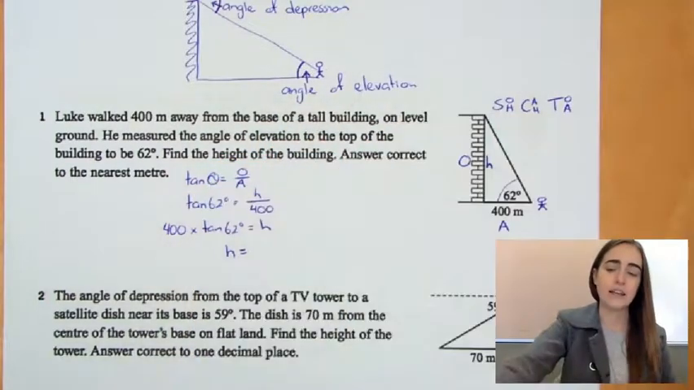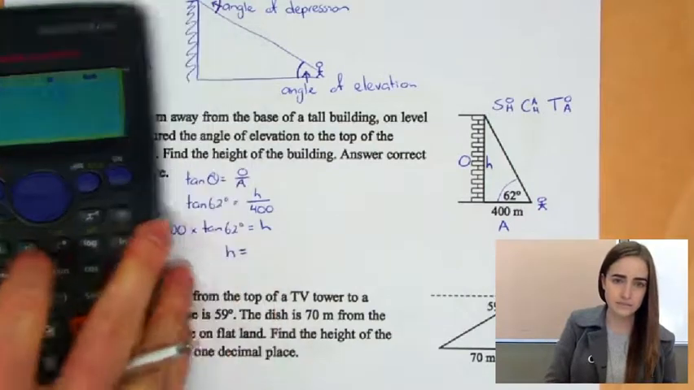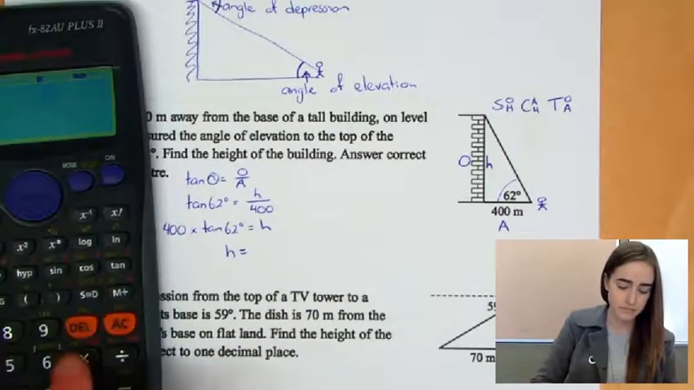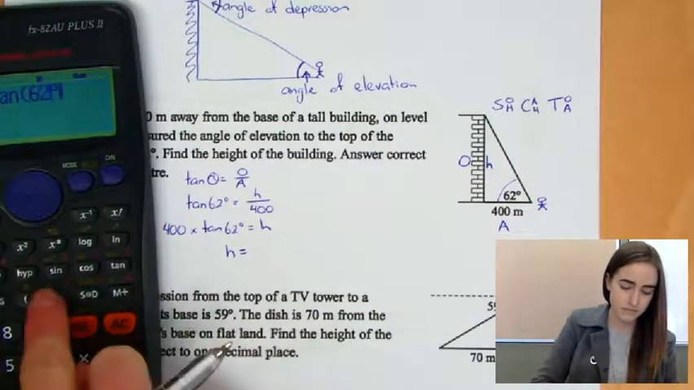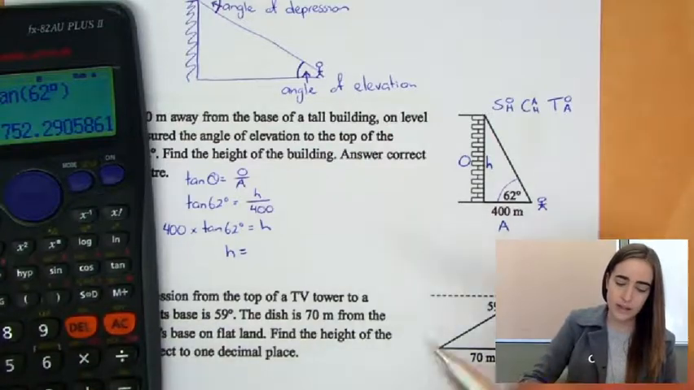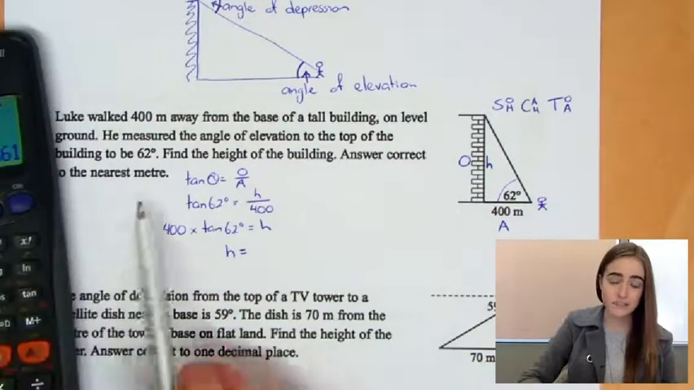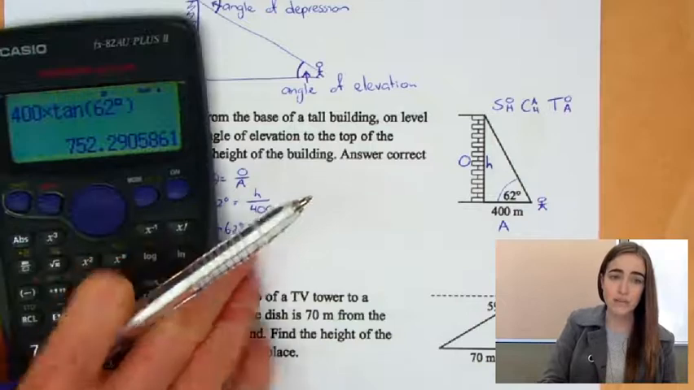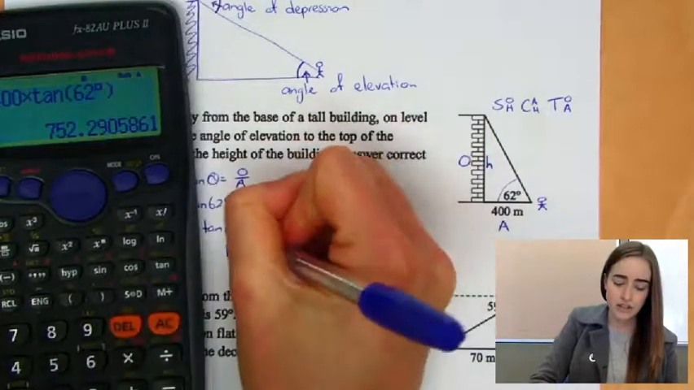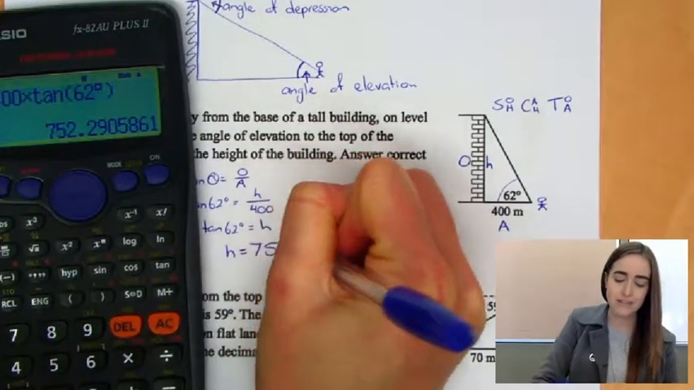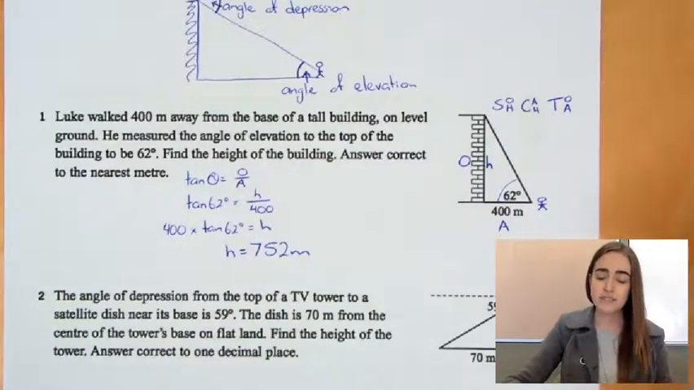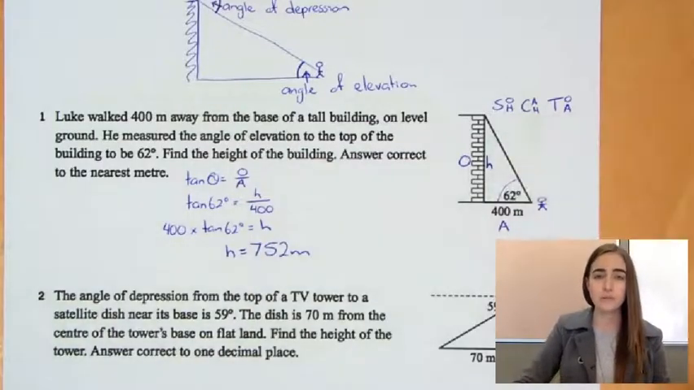And then we can put that in our calculators. It says answer correct to the nearest metre, so that's going to be the nearest whole number, would be 752 metres. So it's saying that that building is 752 metres tall.